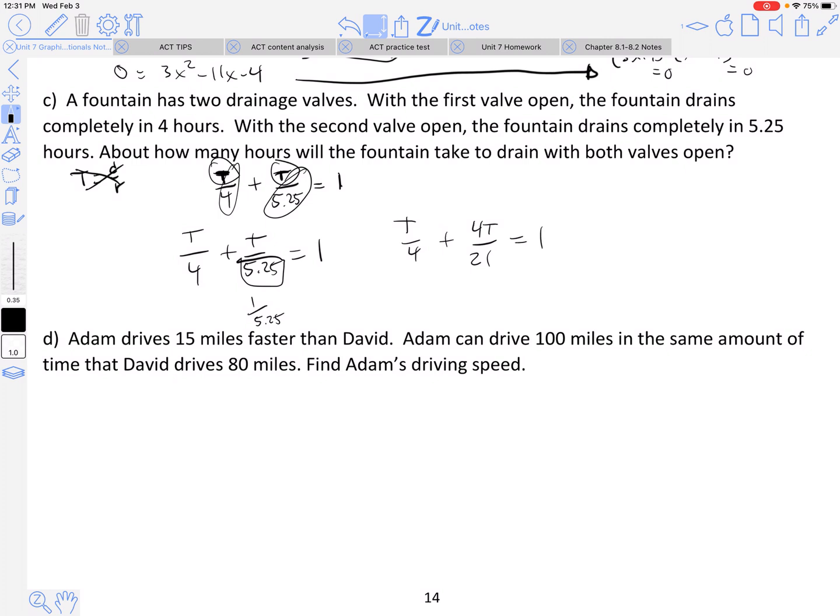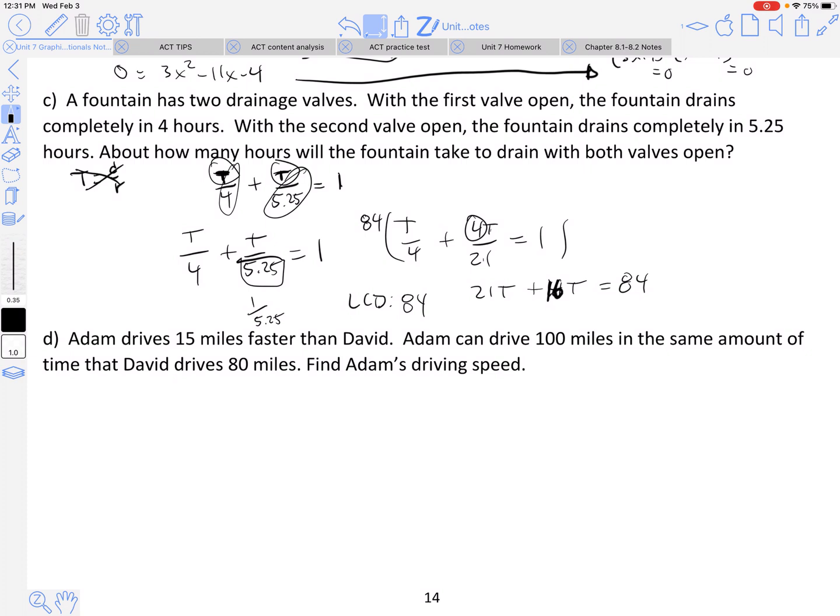All right, so what I did from here is I found that my least common denominator would be 4 times 21, which is 84. And then I multiplied everything by 84. So 84 times t divided by 4 left me with 21t. And then 84 times 4t divided by 21 left me with 16t. And that equals 84. Oh, I forgot that 4 at first, that gave me 4t, and I was like, I'm missing a number. So 84 times 4 divided by 21, you get 16.